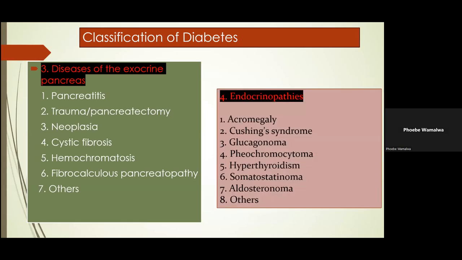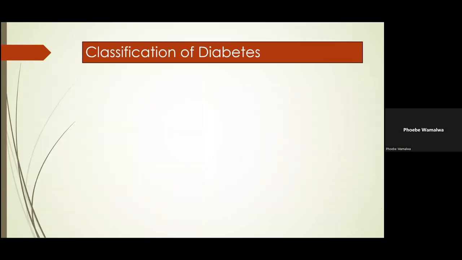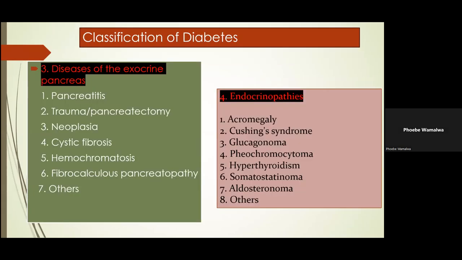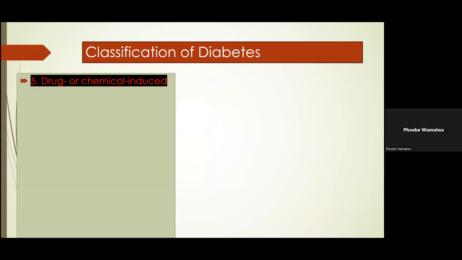Endocrinopathies can give you diabetes because of the counter-regulatory action on insulin, basically causing insulin resistance. So anything that increases the growth hormone levels in the body, or Cushing syndrome, glucagonoma, pheochromocytoma, aldosteronoma, and others can actually cause insulin resistance and hence present with diabetes. However, it's important that once the cause has been treated definitively, then there may be reversal of diabetes.